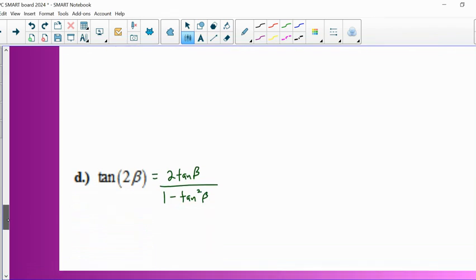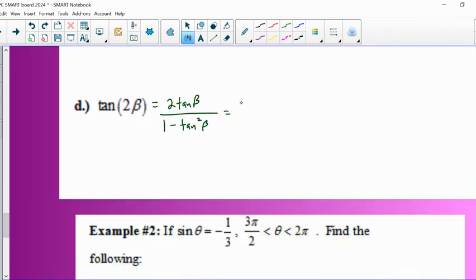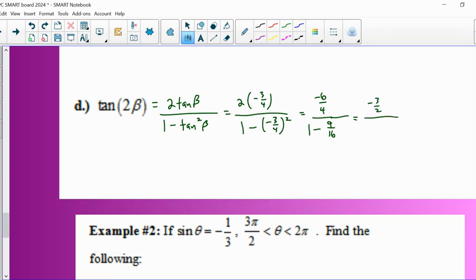So coming down here, we know that we'll get 2 times negative 3/4 divided by 1 minus the quantity of negative 3/4 squared. Let's be careful in the math here. 2 times negative 3/4 is negative 6/4, and I could simplify that. And then this 1 minus 9/16. Or that's negative 3/2 divided by, well, 1 minus 9/16, that's 16/16 minus 9/16, or 7/16.